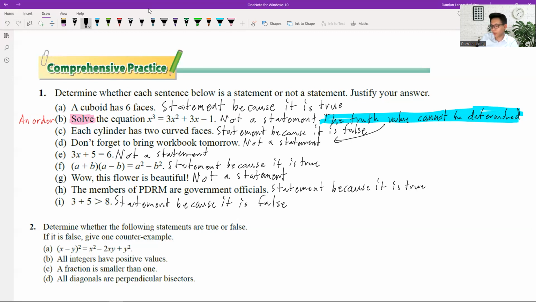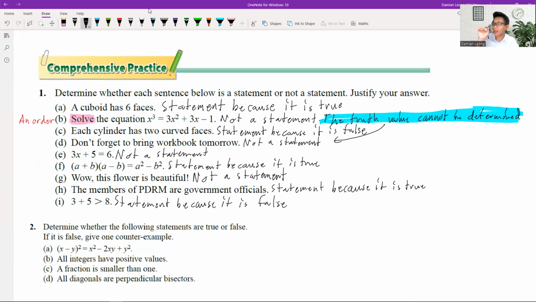Okay. So that's one of the most basic kinds of 1 mark that you can get, determining whether the sentence is a statement or not a statement. When it's a statement, we need to be able to say whether it's true or false. That one, there's no really special trick to it. You just have to logically think. Is there a case where it is wrong?